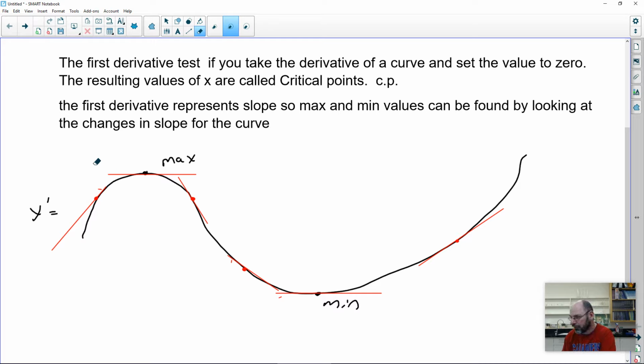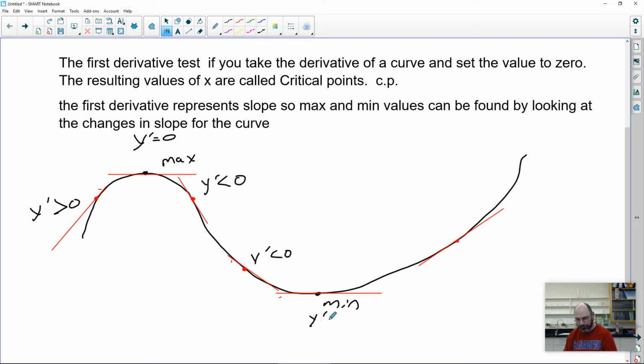Let's use the greater than sign. It'll be easier. So y prime is greater than 0 here. Y prime equals 0 at the max, and then y prime is less than 0. It's a negative slope. Here we have a negative slope going down again. Y prime is less than 0. Y prime is equal to 0, and then y prime is greater than 0.